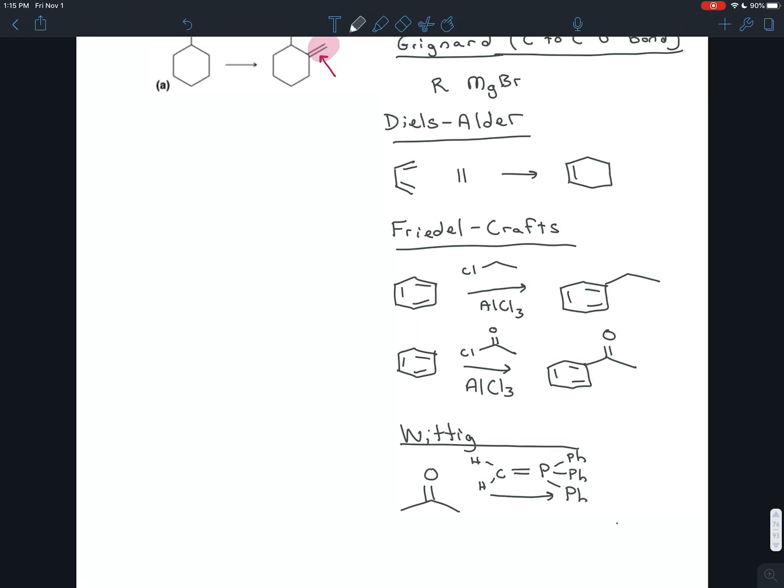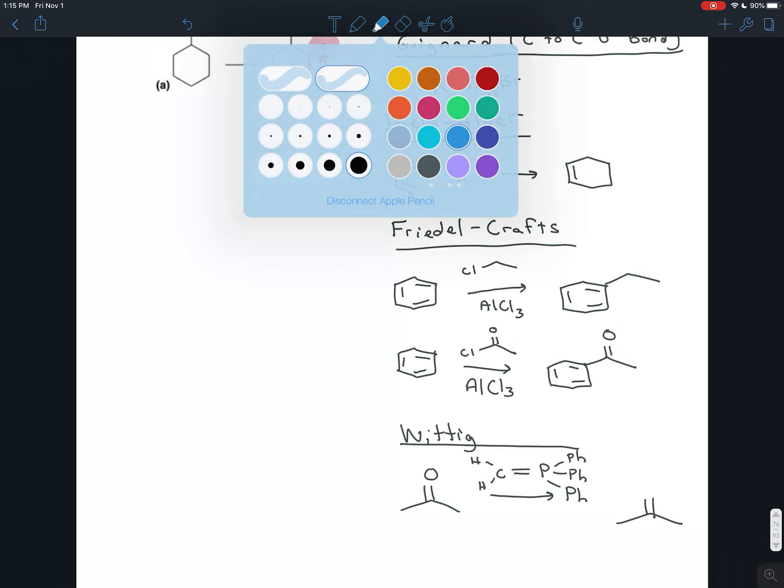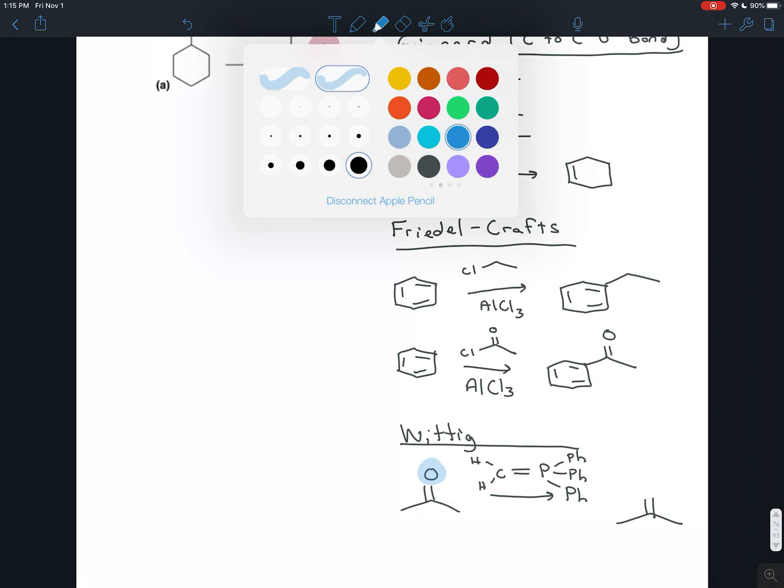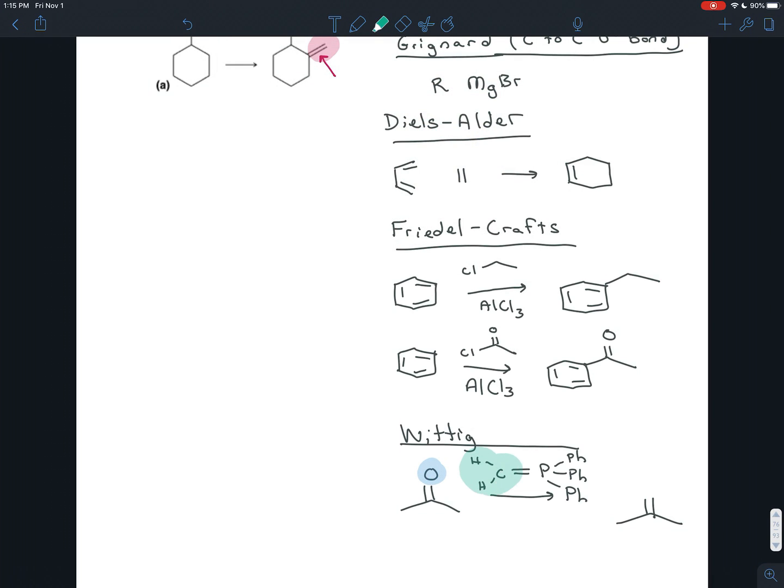What you end up getting is a double bond. It stays on the carbon chain, but instead of going to the oxygen, the double bond now ends up going to the carbon in the Wittig reagent. And so you create a new carbon-to-carbon double bond.